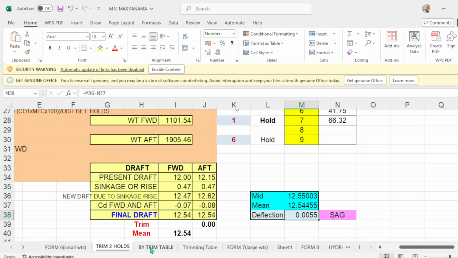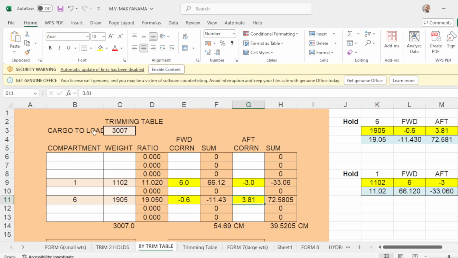Then we go to the trim table. Take note, trim table, the cargo to load is 3007. Here you have your holes 1 and 6. Hole number 1, cargo to load is 1102, and hole number 6 is 1905. Now, all you have to do is look for the correction, forward and up correction of hold number 1. And number 6, you have to look for the forward correction of hold number 6 and up correction.